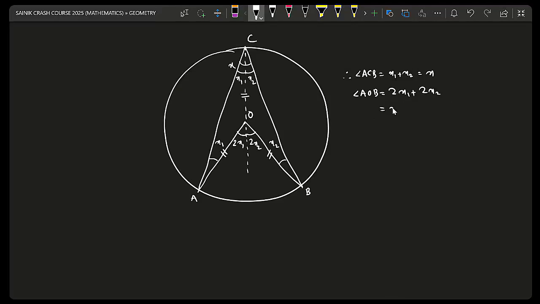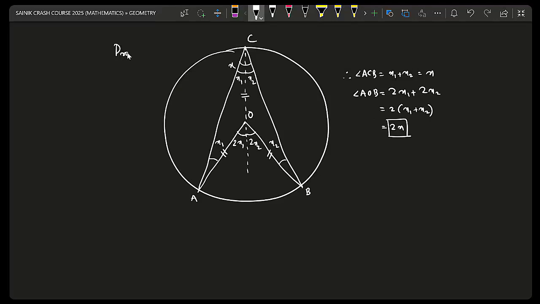You can take 2 common, that is 2 of x1 plus x2. But x1 plus x2, we know it is x. So finally we have proved it is 2x. That means the central angle is always twice the angle subtended at the remaining part of the circle. That is the proof of the central angle theorem.